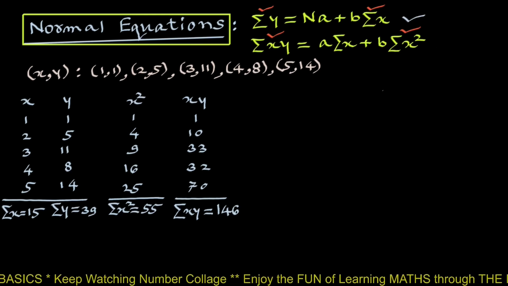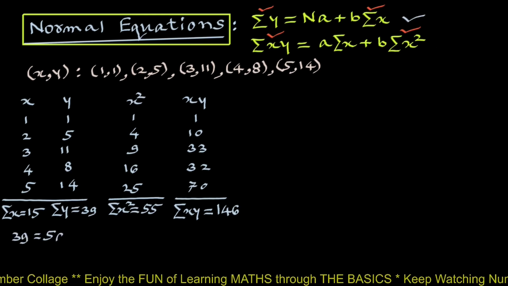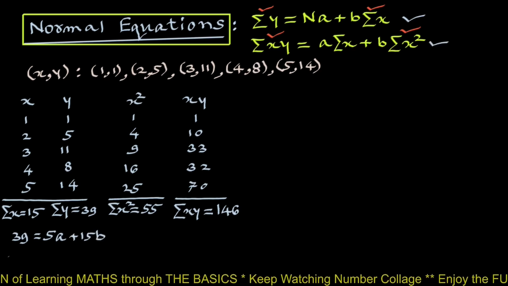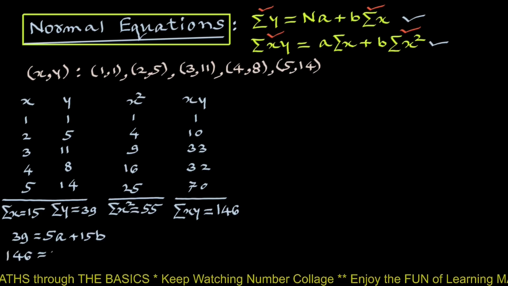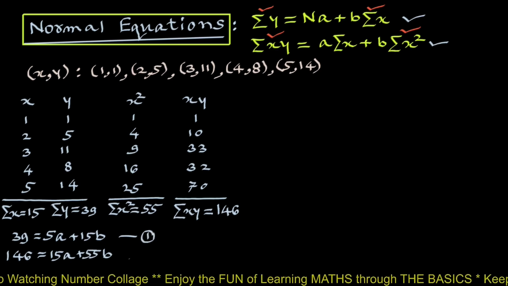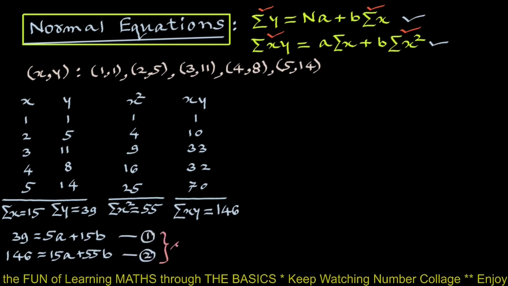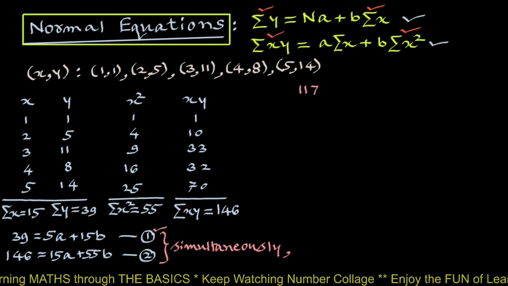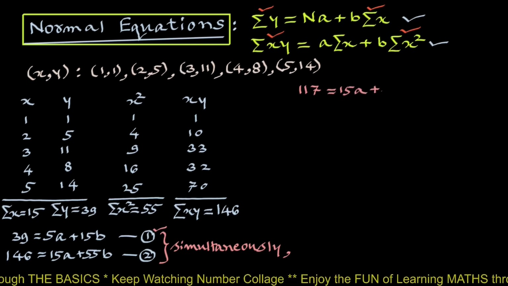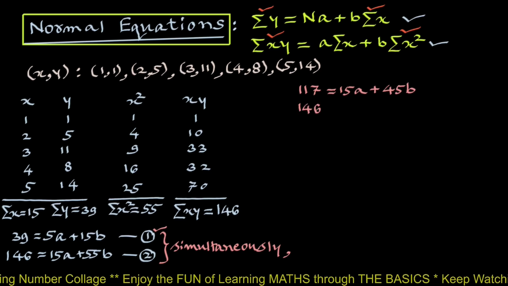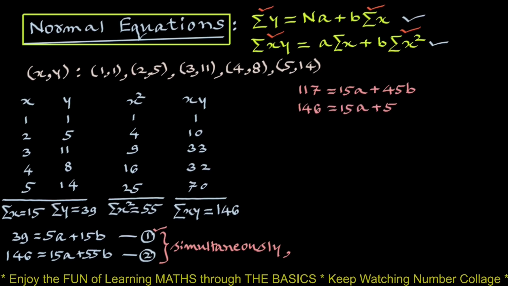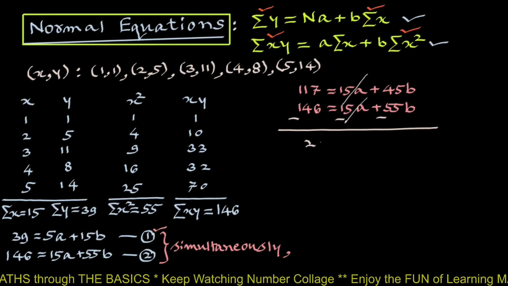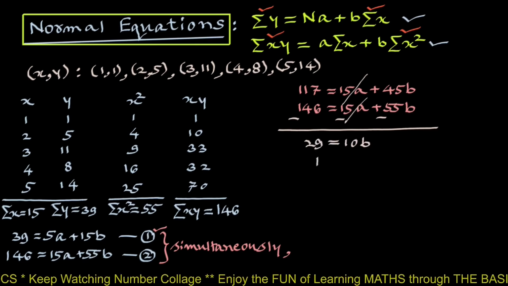From first normal equation, we write 39 equals 5a plus 15b, and from the second normal equation, we write 146 equals 15a plus 55b. We name them 1 and 2. We solve these equations simultaneously to find a and b. Multiplying equation 1 by 3, we get 117 equals 15a plus 45b, and second equation 146 equals 15a plus 55b. Subtracting, cancelling 15a, 29 equals 10b, b equals 2.9.